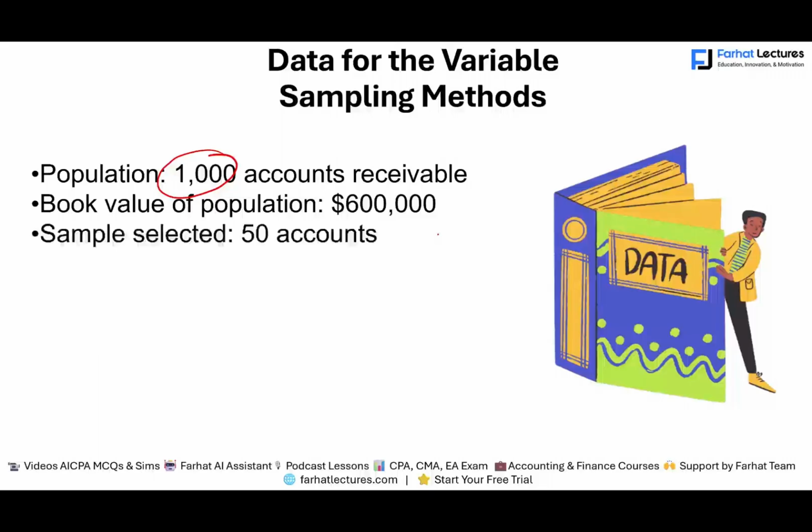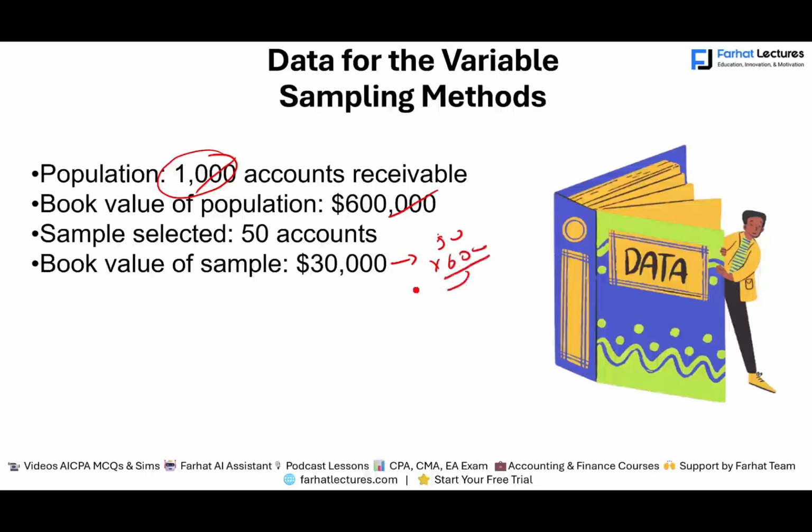We selected 50 accounts to audit because we cannot audit everything. Therefore, if we selected 50 accounts to audit, the book value of the sample should be 300,000. Why 300,000? Because on average, each account is worth 600, and we selected 50 accounts, so 50 times 600 will give us a book value of 300,000.